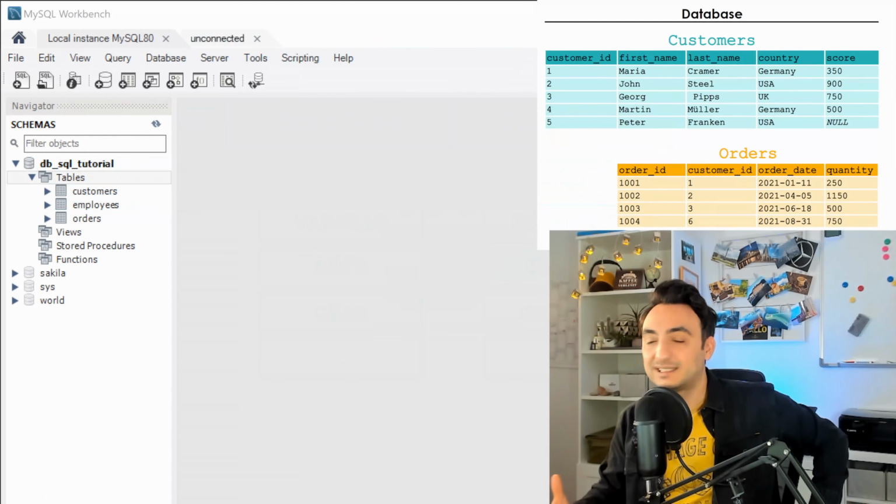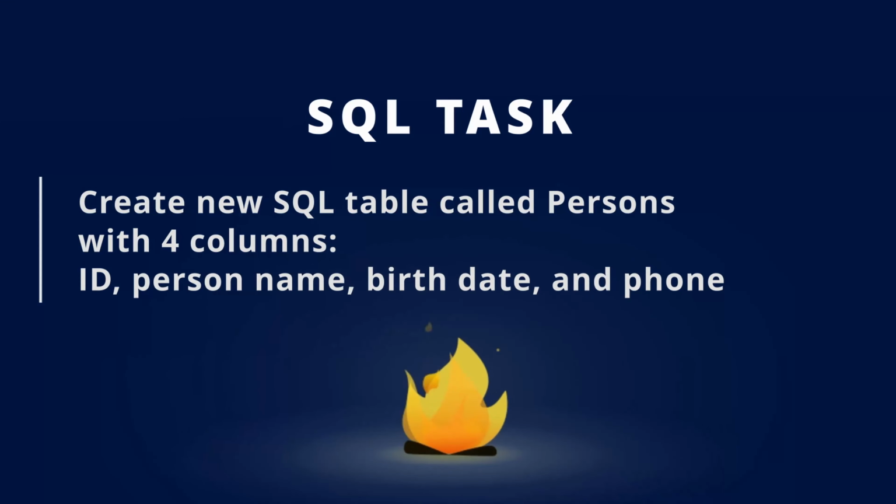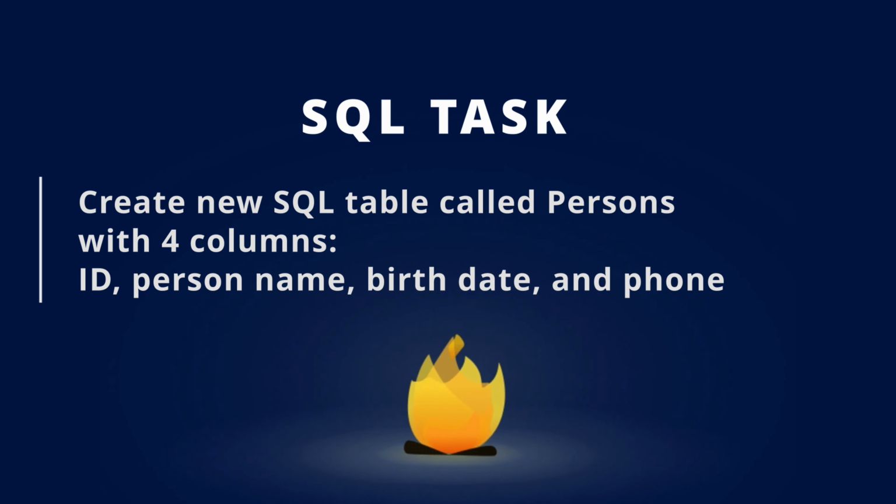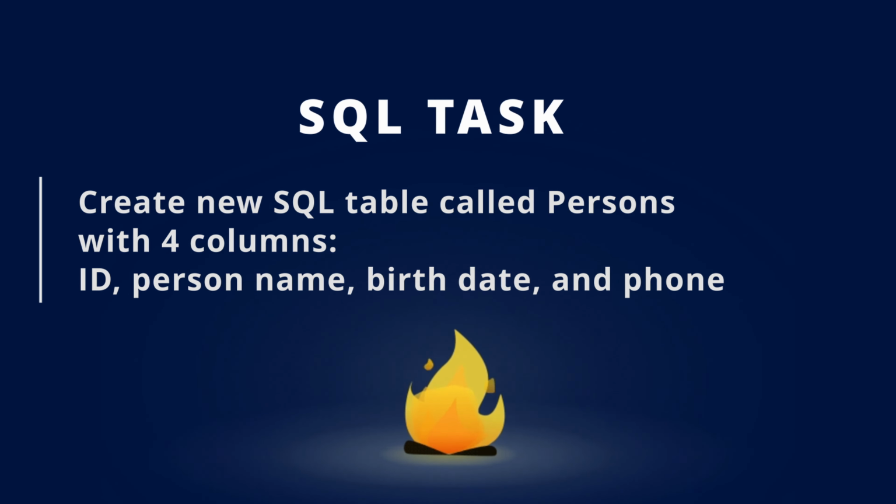All right, so now let's learn how to create a new table using SQL, and we have the following task. Create a new table called persons, and inside it we're gonna have four columns: ID, person name, birth date, and a phone.